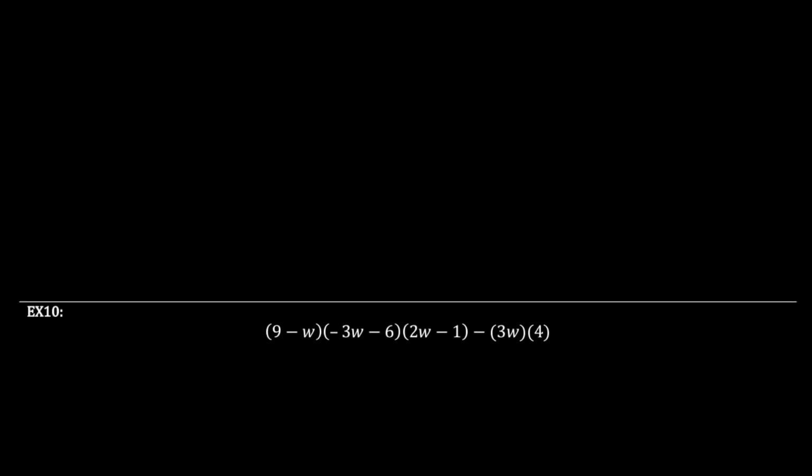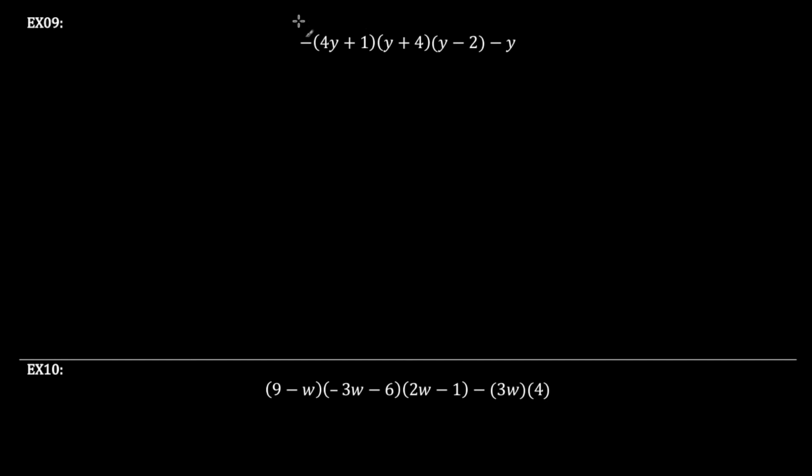Let's look at the last couple of examples. Okay, so we have negative 1 times 4y plus 1 times y plus 4 times y minus 2 minus y. So I take negative 1 and I multiply by all of that. And then I take away y.